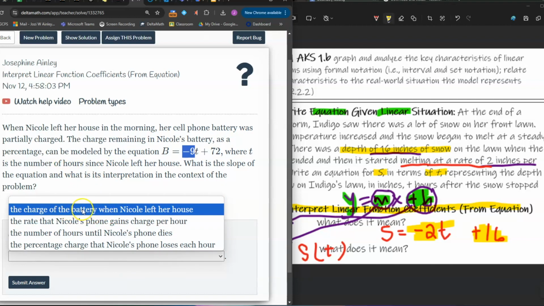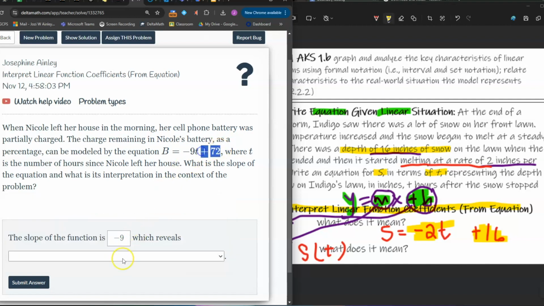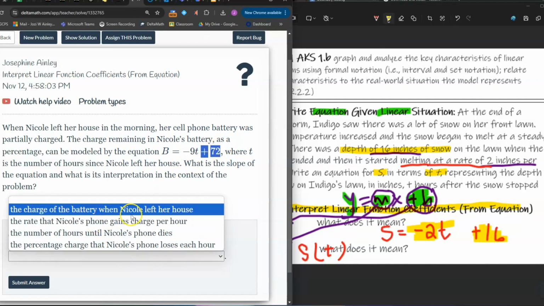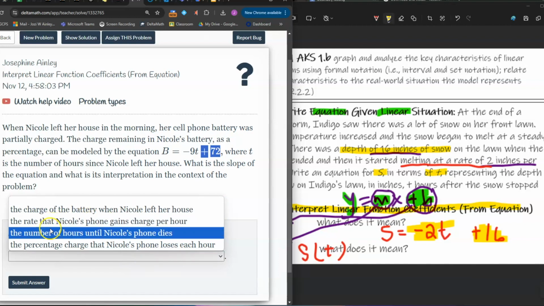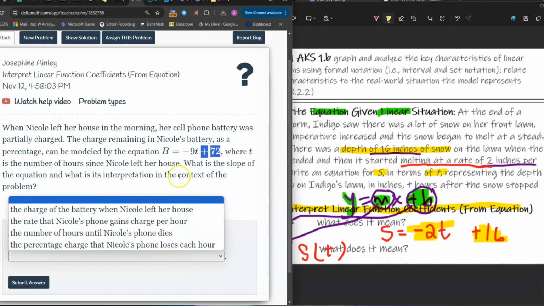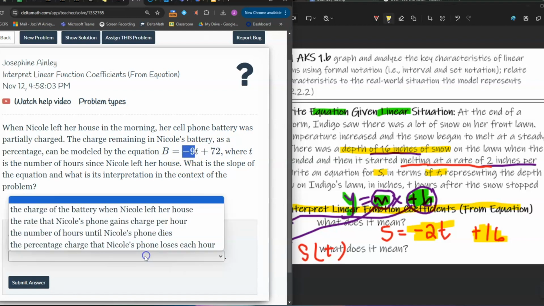So if the question was what's a y-intercept, it's what I start with, which would be this 72, the charge of my battery. The rate, okay, so this sounds better: the rate that Nicole's phone gains charge per hour. Am I gaining charge? How does that make any sense? No, I'm losing charge. So it's not that one.